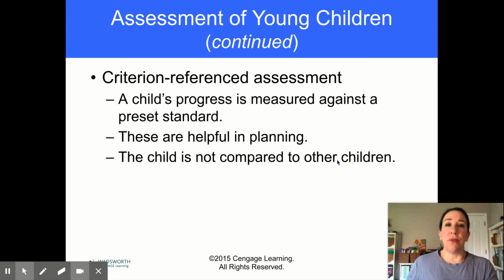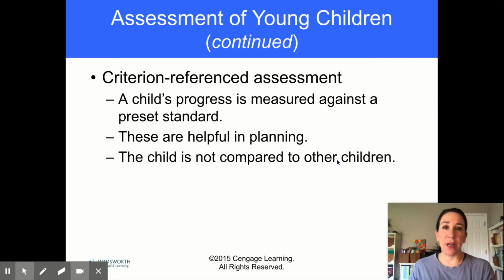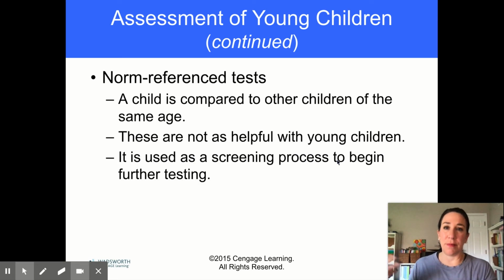So, criterion referenced assessment is the child is measured against a preset standard, right? Not compared with other children. Norm referenced is compared to other children of the same age. The thing is, though, criterion referenced assessments, those standards are based on sort of a norm, but there's a difference. Like I said, read your text because this is going to be much better explained there.